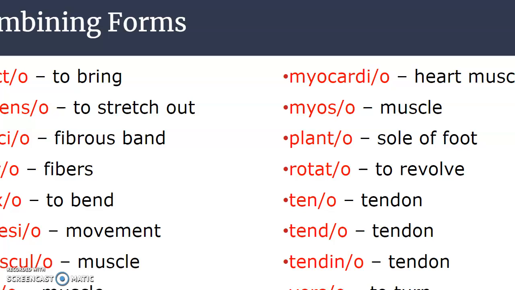Roto, to revolve. Rotation. Teno, tendo, and tendino all mean tendon. And a tendon is what attaches the muscle to the bone. And verso, to turn. Inversion, there we go. There was another, in for inward, to turn. So you're turning inward. You can do inversion of your foot, and it's turning your foot inward.